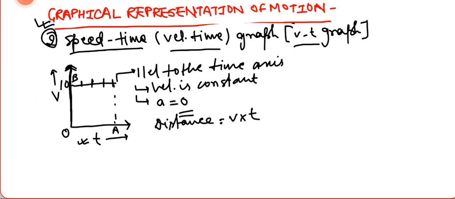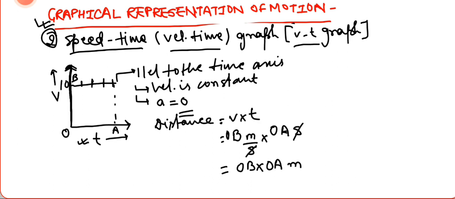Now velocity is OB meter per second, multiplied by time. Time is OA seconds. There second and second get cancelled. So we are left with OB multiplied by OA meters. Here we can say the distance is equal to OA multiplied by OB, and the unit of distance is of course meter.